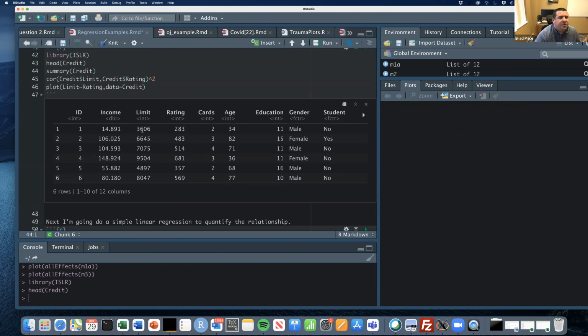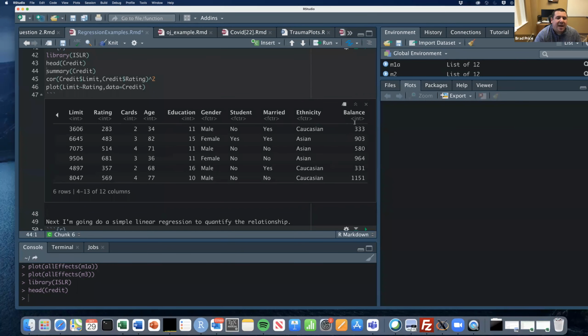So here's your income, here's your credit limit, here's your credit rating. How many cards do you carry? What's your age? How many years of education do you have? What's your gender? Are you a student? Are you married? What's your ethnicity? And then what's the balance you're carrying? So basically anything and everything you want to know about a credit card or about somebody who's carrying a credit card.